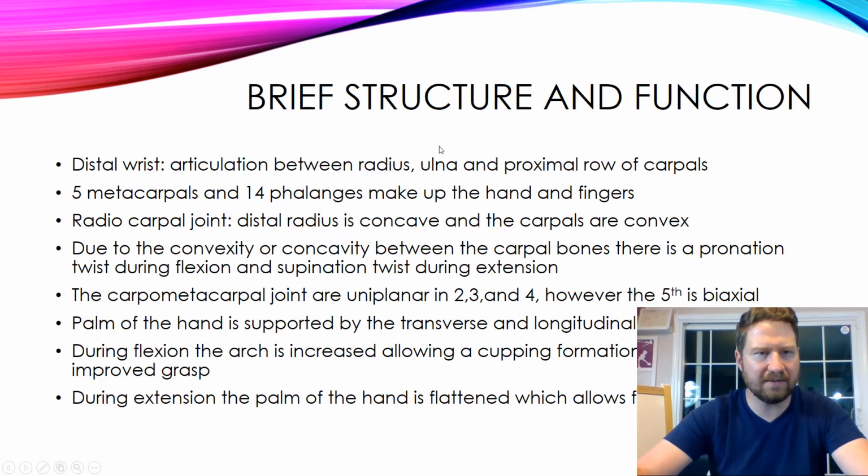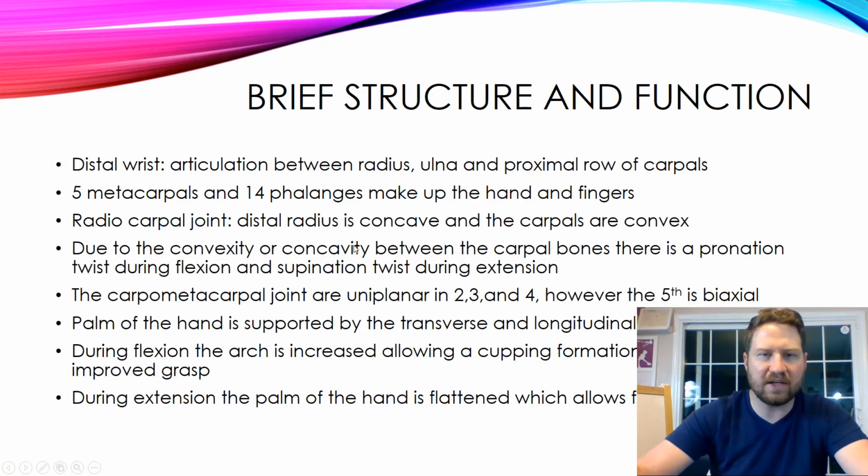And with the wrist and hand, moving into the wrist and hand, so our distal wrist articulates between the radius, ulna, and the proximal row of carpals. Okay? Remember, the ulna doesn't articulate with the proximal row. It has that fibrocartilaginous disc. It mainly articulates with the radius. We have 5 metacarpals, 14 phalanges, and why not 15? Because the thumb has 2, not 3. Okay, that makes up the hand and fingers.